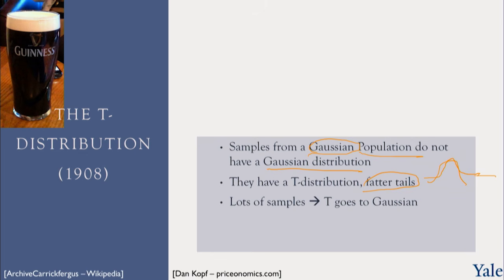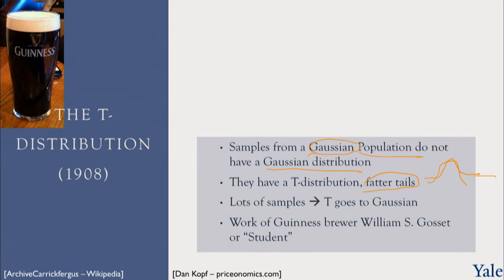If we have lots of samples, which is that concept of degrees of freedom we talked about before, t in fact converges to a Gaussian. And the development of the t-distribution is the work of a Guinness brewer, William S. Gossett, who published it under the pseudonym of Student.